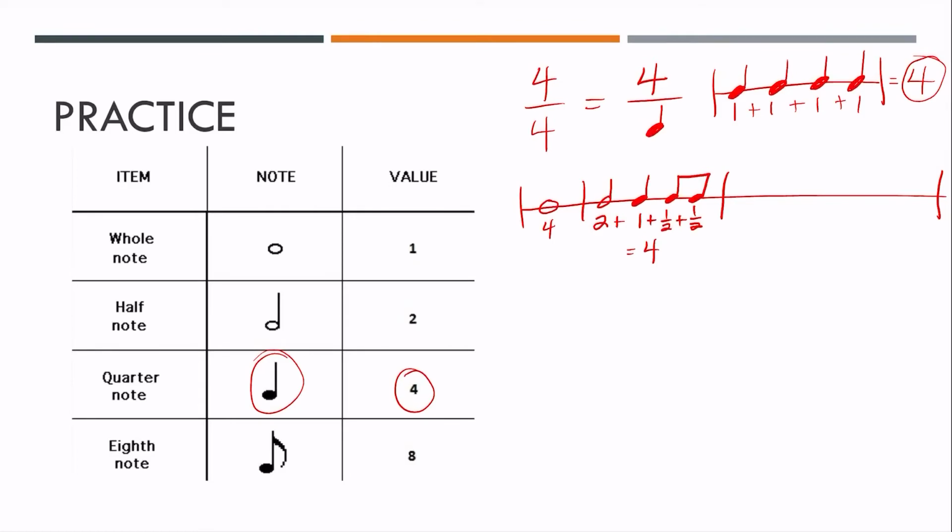What if I had a half rest, and 2 quarter notes? How many beats is that half rest? 2. How many beats are each of these quarter notes going to be? 1 and 1. 2 plus 1 plus 1 equals 4. Does that work? Yes. Hopefully you're kind of getting the idea here, okay?